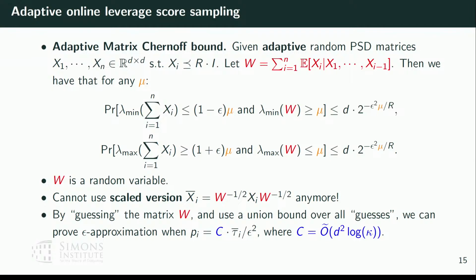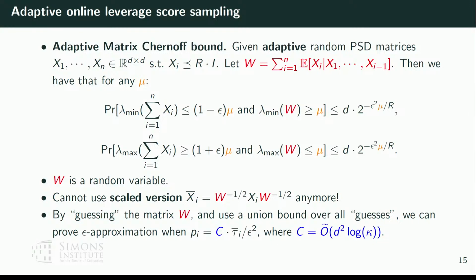So basically, we can use this bound for 2 to the d squared number of fixed values, and then still prove a similar concentration bound as before. But because we will need to guess over all these possible values of the matrix, and we wanted to sum them up by using a union bound, we need a much smaller failure probability. That's why we will need to increase our sampling probability, because the sampling probability has a log 1 over delta term in it, so we need to increase it by d squared times log kappa.